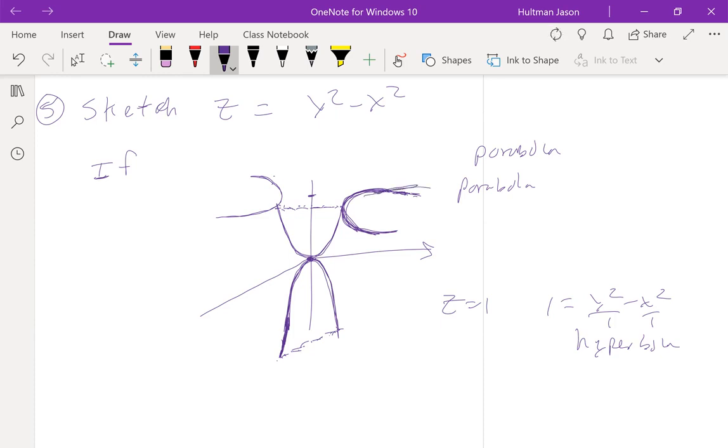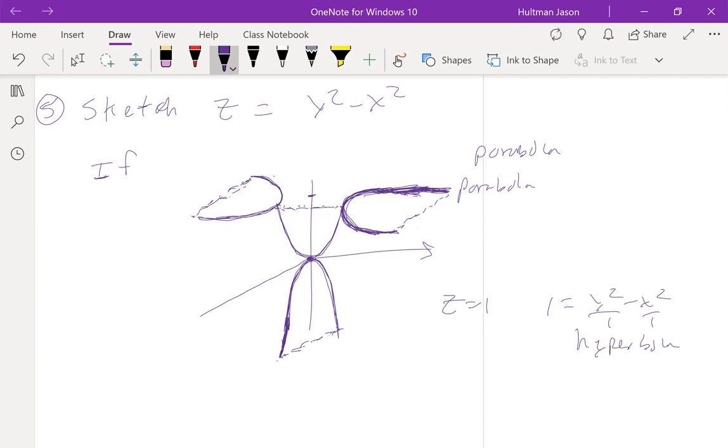I need to go out more here. Out further. Out into the spot. Okay. You get the idea. Hyperbola. Get some parallel lines going. Hyperbola. There we go. Nice. Hyperbola. This is the trace at z equals 1.